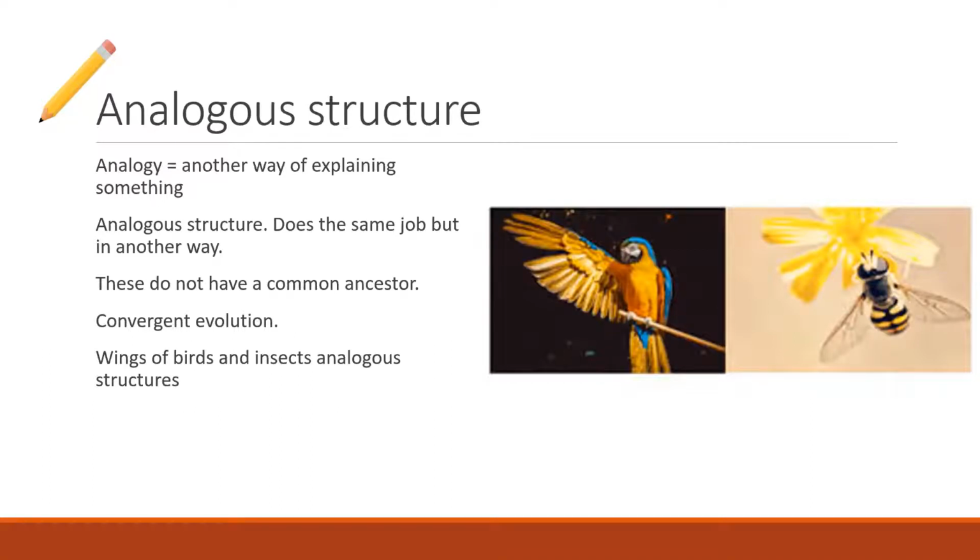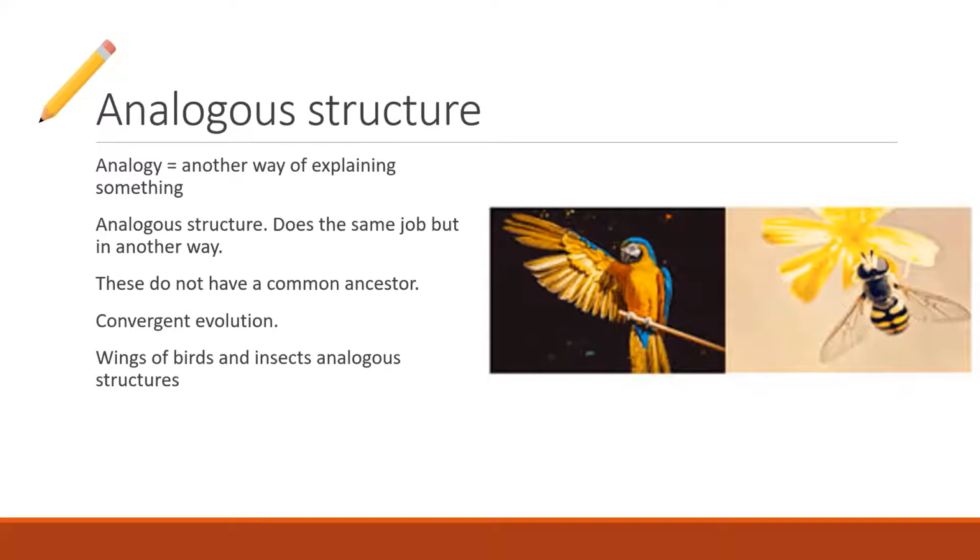Now, we've already talked about convergent evolution. If you don't remember what convergent evolution is, it's when two animals adapt the same kind of structure, behavior, or technique, but they don't have a common ancestor. And the example for us is the wings of the bird versus the wings of an insect.